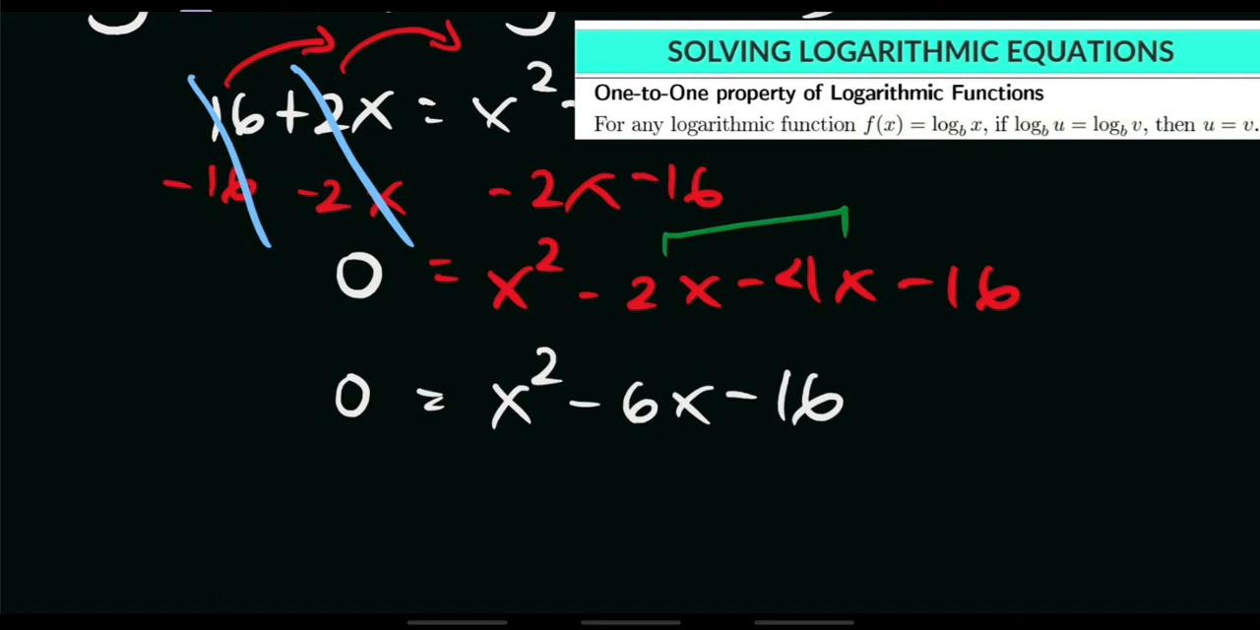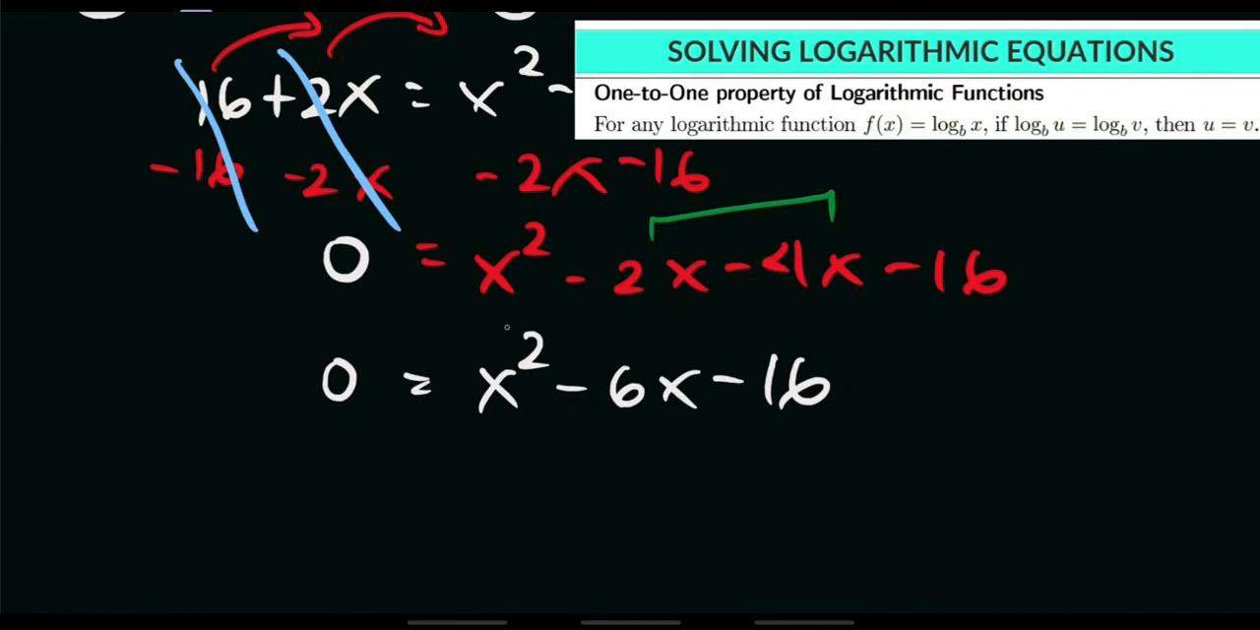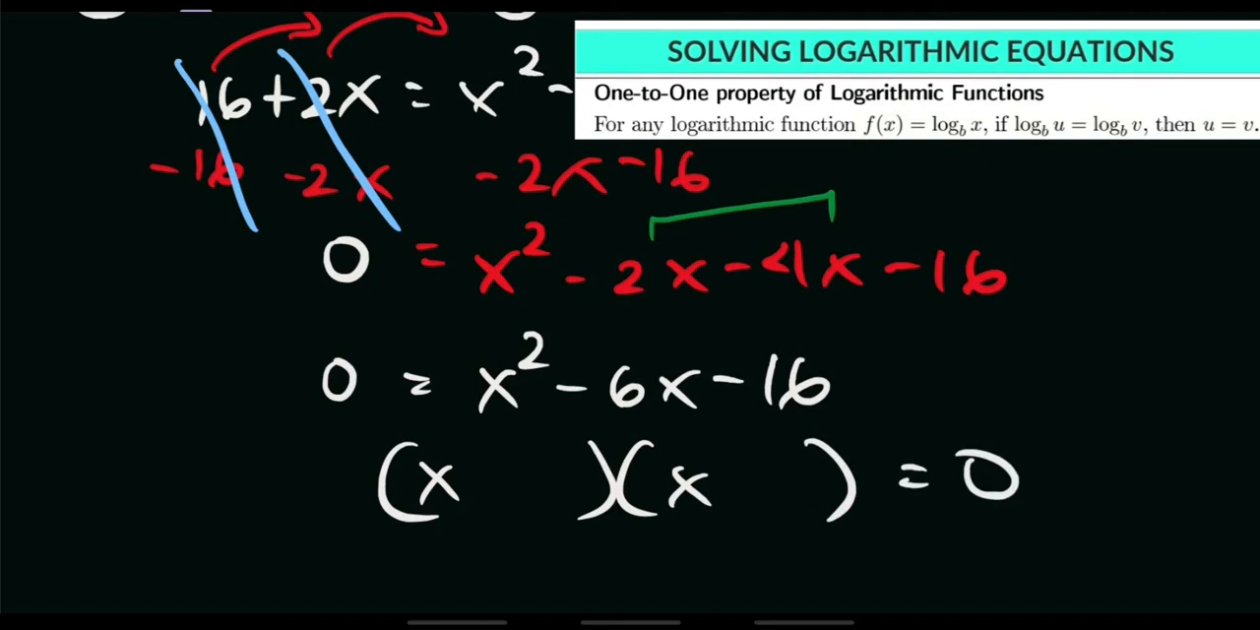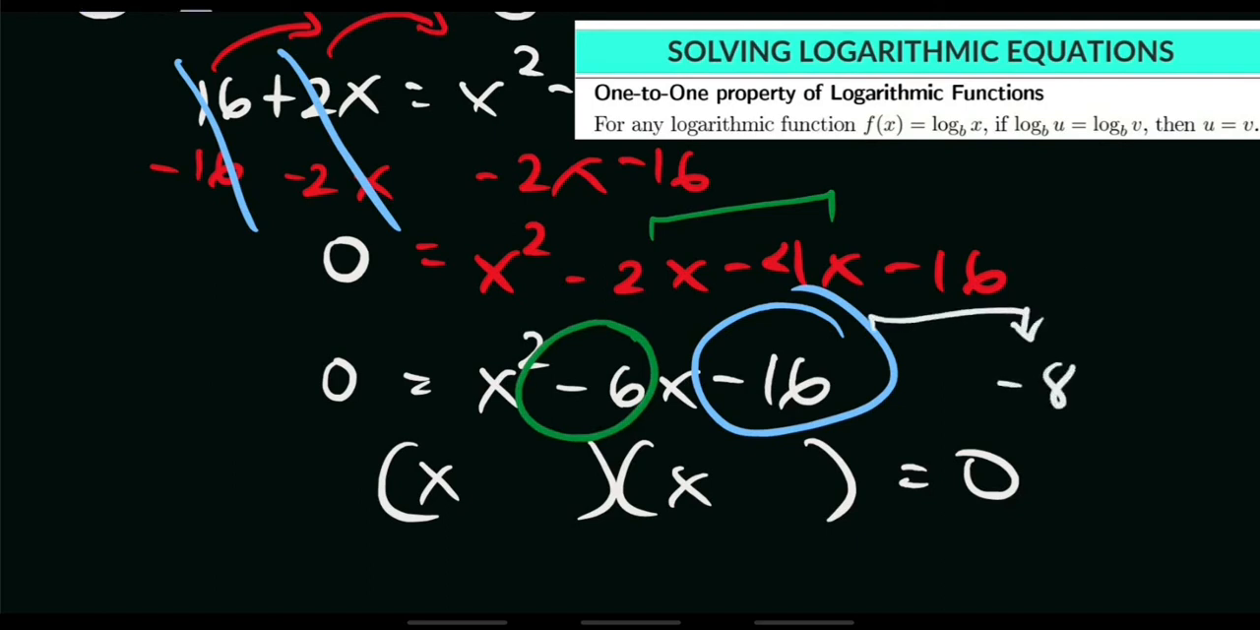Okay, so let's solve for the roots of this given expression. Since we have the standard form of a quadratic equation, let's try to use factoring. Okay, let's factor this one. We have x and another x, and that is equal to 0. Right, so again, same procedure. We need to think of values wherein the product is negative 16 and the sum is negative 6. Okay, so I think let's try to use negative 8 and positive 2. So let's test. Negative 8 times positive 2, the answer is negative 16.